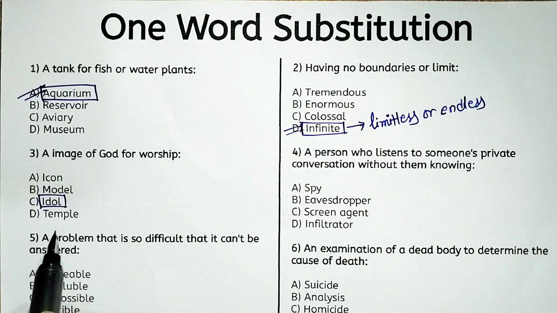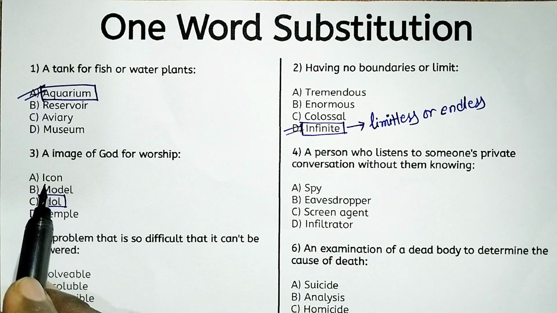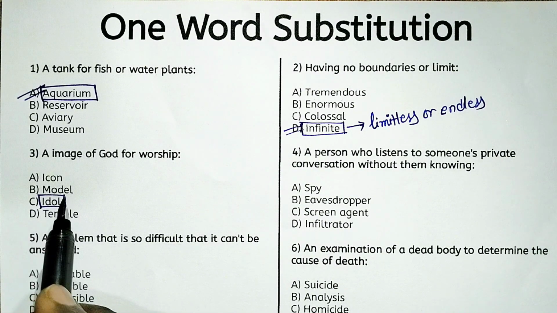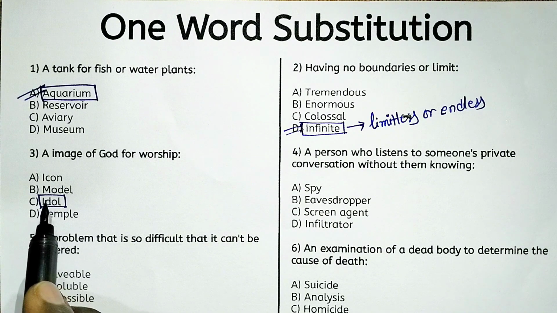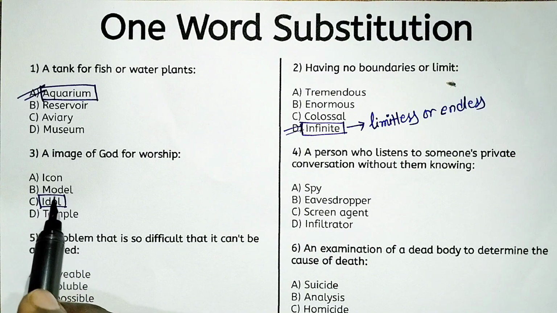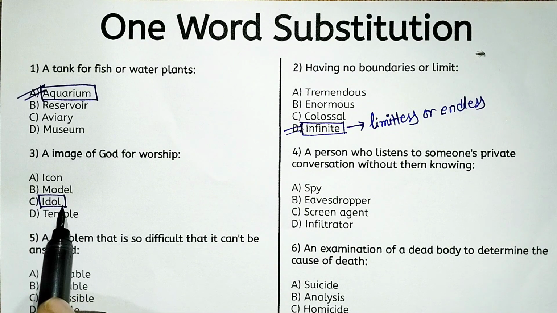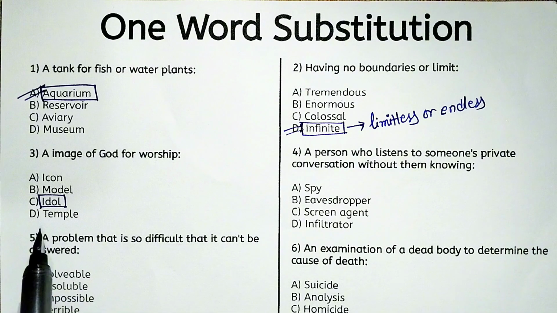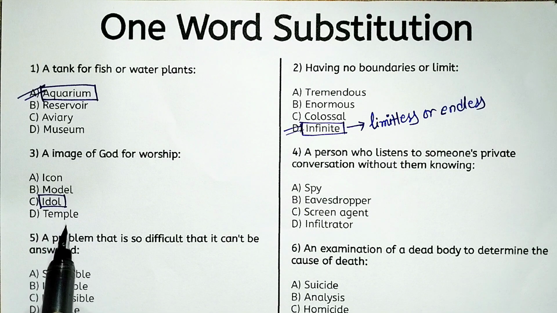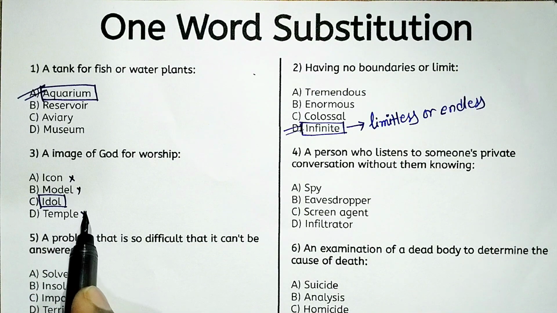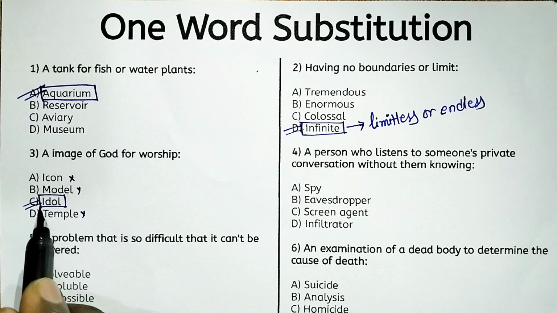Look at the other options. Icon means a symbol or representation. And model means a representation but not meant for worship. So model is one kind of representation, but it is not used for worshipping. Temple is a place of worship. So icon, model, and temple are not the right answers. So the right answer is option C, that is idol.